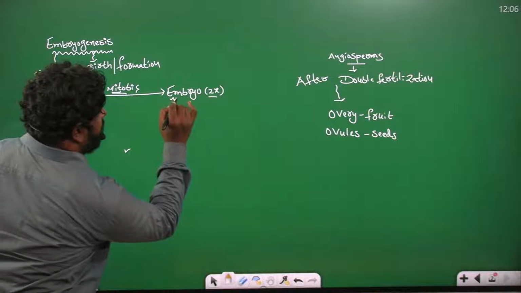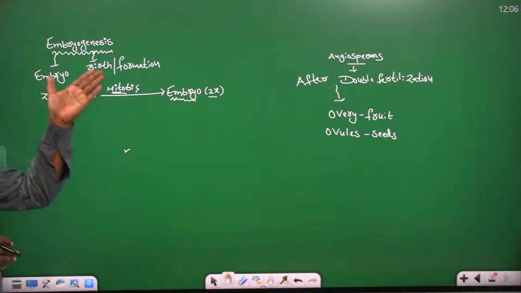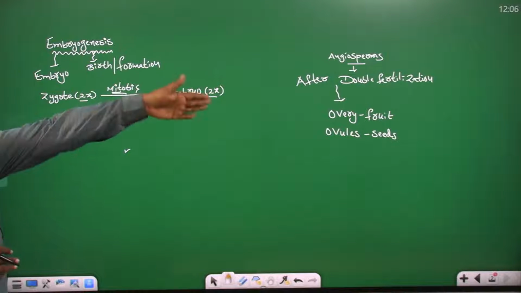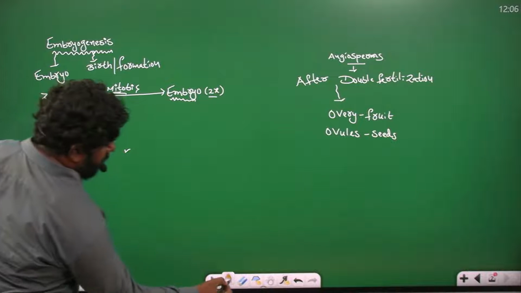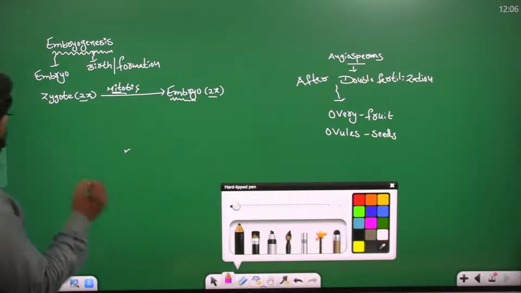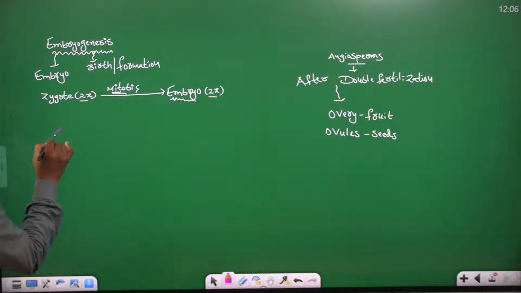From where is embryo developed? Zygote, by repeated mitotic division, by many mitotic divisions. Finally, it is developed into embryo. But here, zygote is not developed into embryo directly. Some stages are there. For example, listen, imagine this is the zygote.